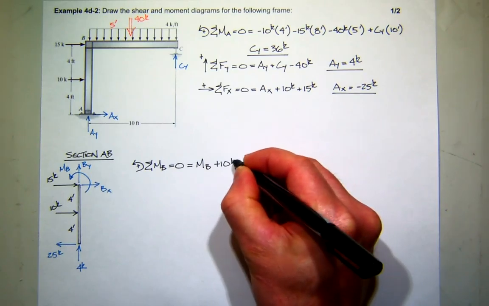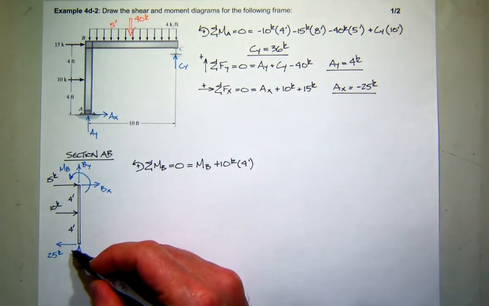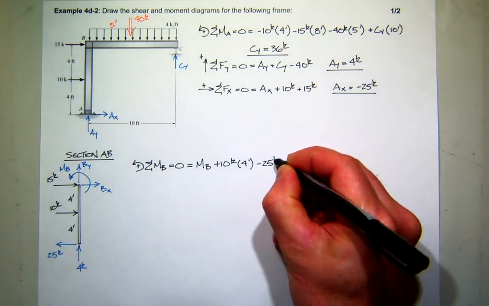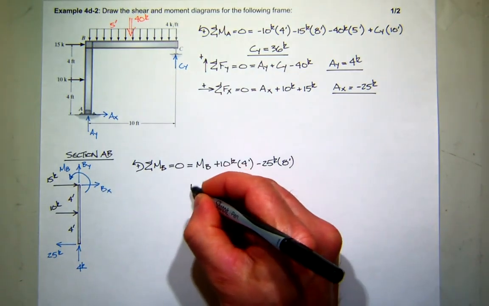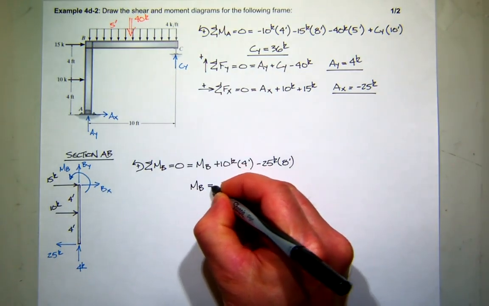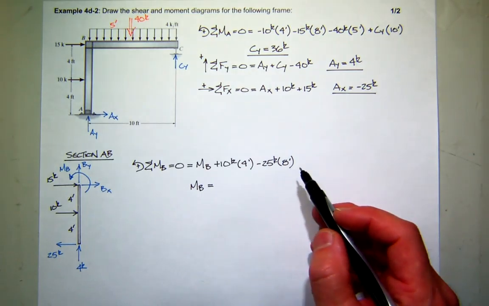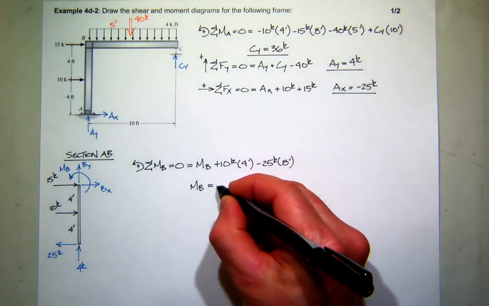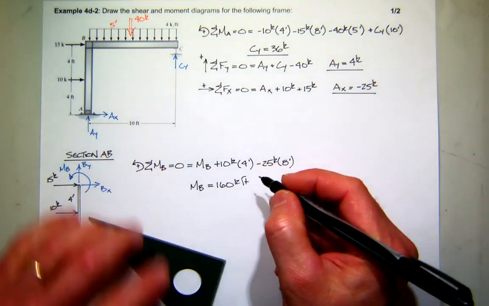And what's its moment arm? 4 feet. And then the 25 kip force, Mr. Young, what would that be? Positive or negative? Negative. And what's its arm? 8 feet. So what is the moment at B? 160. Yes, 160. Came out positive.